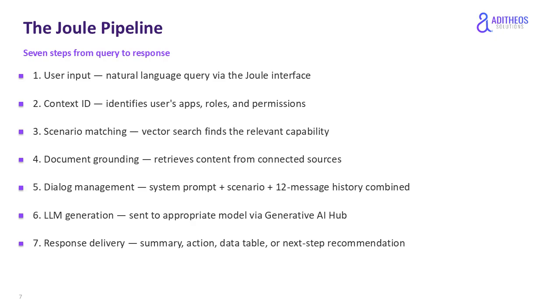The answer comes back in the appropriate format: a summary, an action, a data table, navigation guidance, or a next step recommendation. Each step adds a layer of enterprise context that makes the output more accurate, more relevant, and more directly usable. This is what separates Joule from a general-purpose AI assistant.